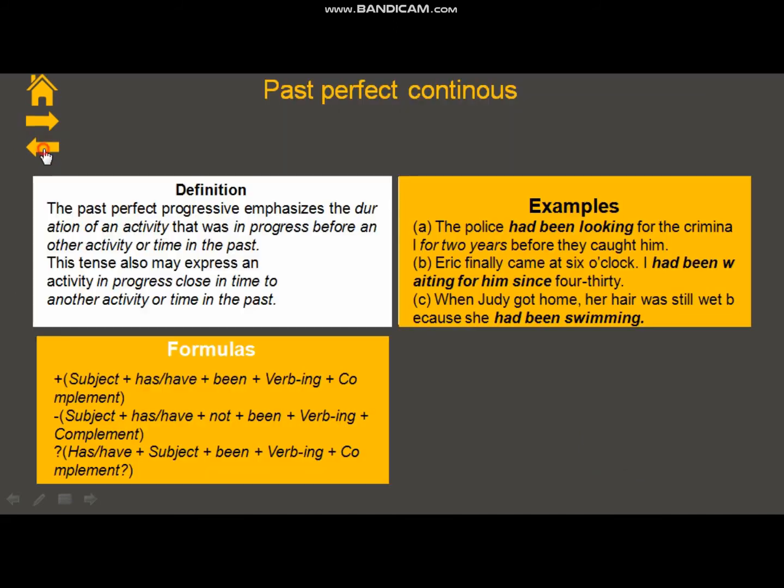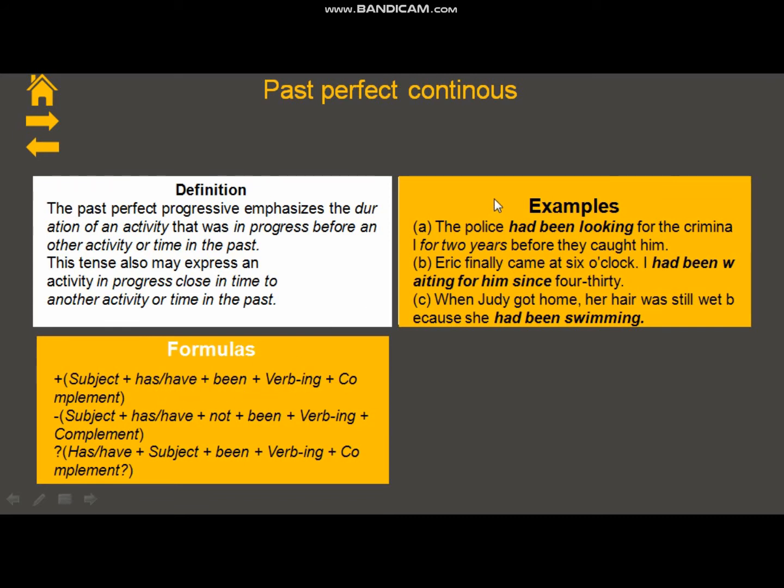This is the past perfect continuous. The past perfect continuous, or past perfect progressive, emphasizes the duration of an activity that was in progress before another activity or time in the past. This tense also may express an activity in progress close in time to another activity or time in the past. This is the formula. For the positive sentence, you can use subject, has or have, has for a singular subject, have for more than one subject, been, verb-ing, and complement.